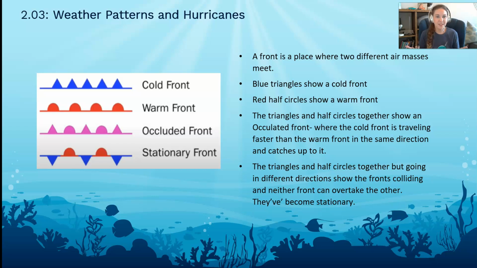Now, what is a front? A front is where two air masses meet. What is an air mass? An air mass is a large body of air with the same temperature and humidity throughout it. Now you might be thinking, what is humidity? Remember, humidity is the amount of water vapor that's in the air.